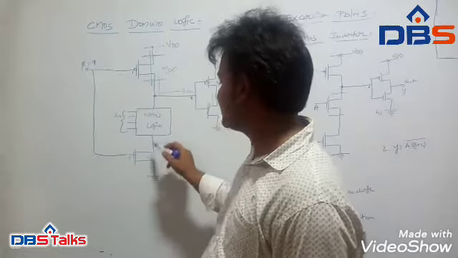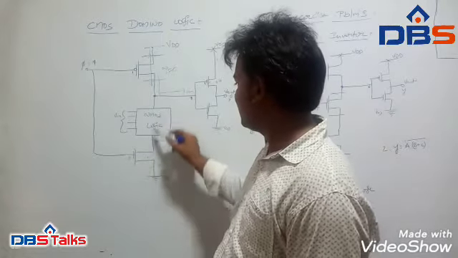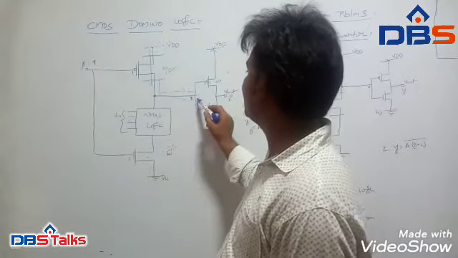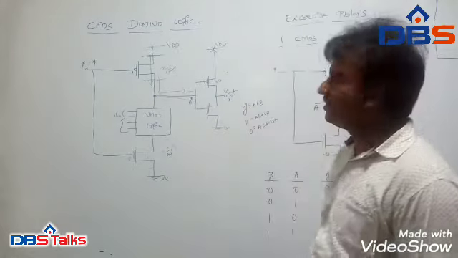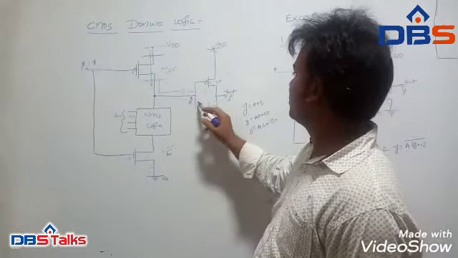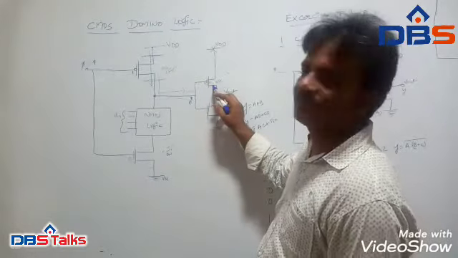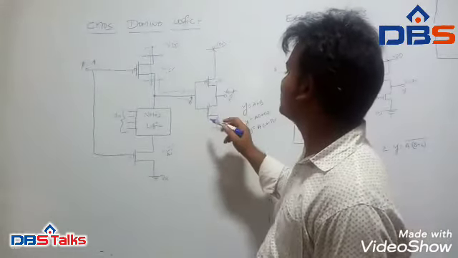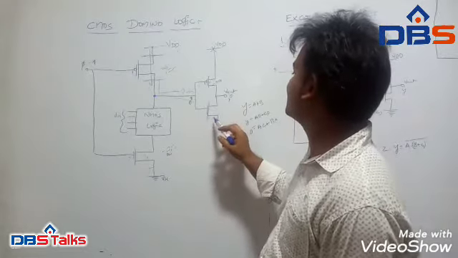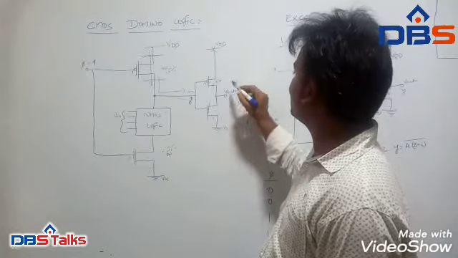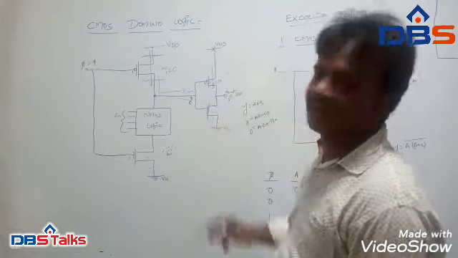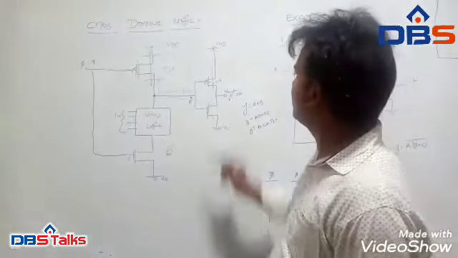So if the switch is on, the ground will be connected to the inverter. That means the input is 0. If the input is 0, the PMOS transistor is on and the NMOS transistor is off, and the output is VDD, because the PMOS acts like a closed switch.